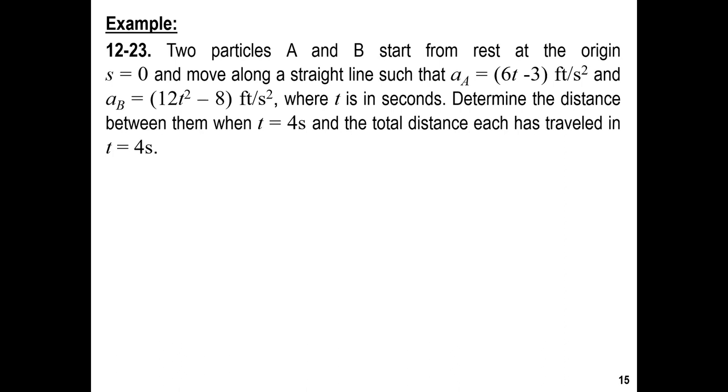V0A is zero, V0B is zero, S0A is zero, S0B is zero, and then AA is 6T minus 3, and AB is 12T squared minus 8. The units are feet and feet per second. So now let's go to the tablet.